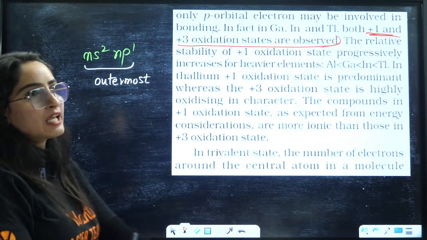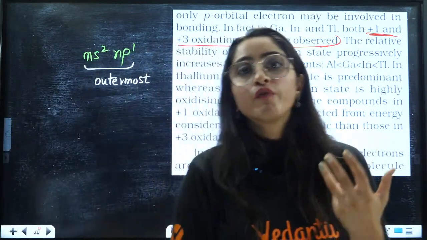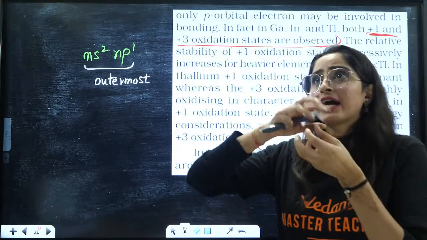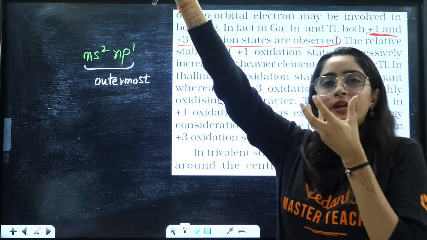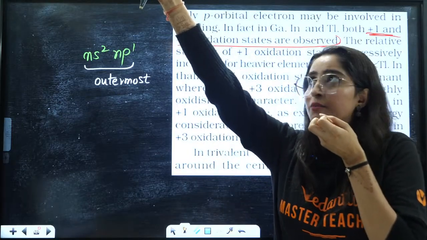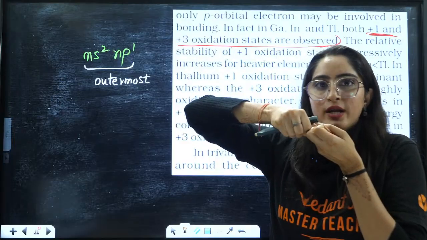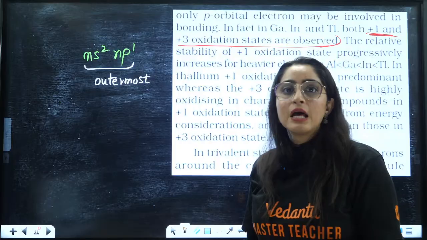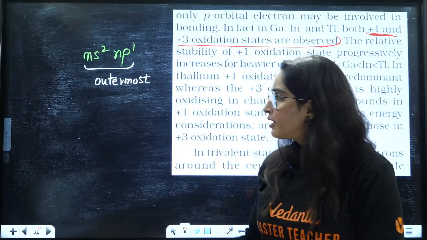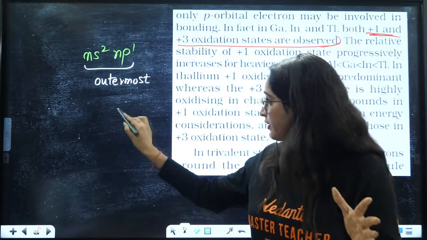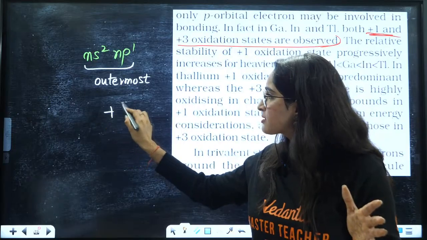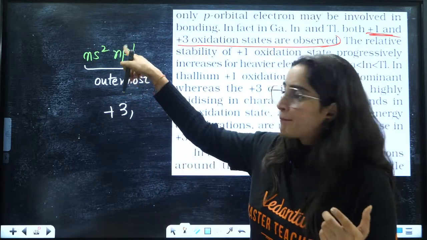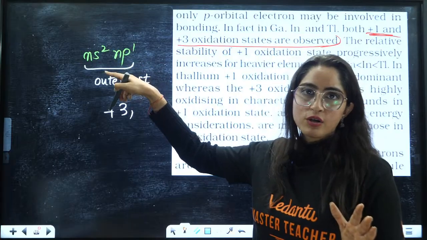I told you that d and f electrons have a poor shielding effect. That is why the nucleus is able to attract the outermost electrons, and it is very difficult to lose them. So that is the reason. Sometimes it will show +3 also, but in most cases the p electrons can get lost.